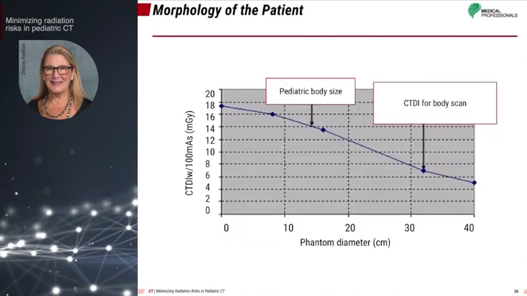So let's talk about the morphology of the patient. For the same acquisition parameters, dose values are inversely proportional to patient size, explaining why equivalent doses are much more harmful in pediatrics than they are in adult practice.